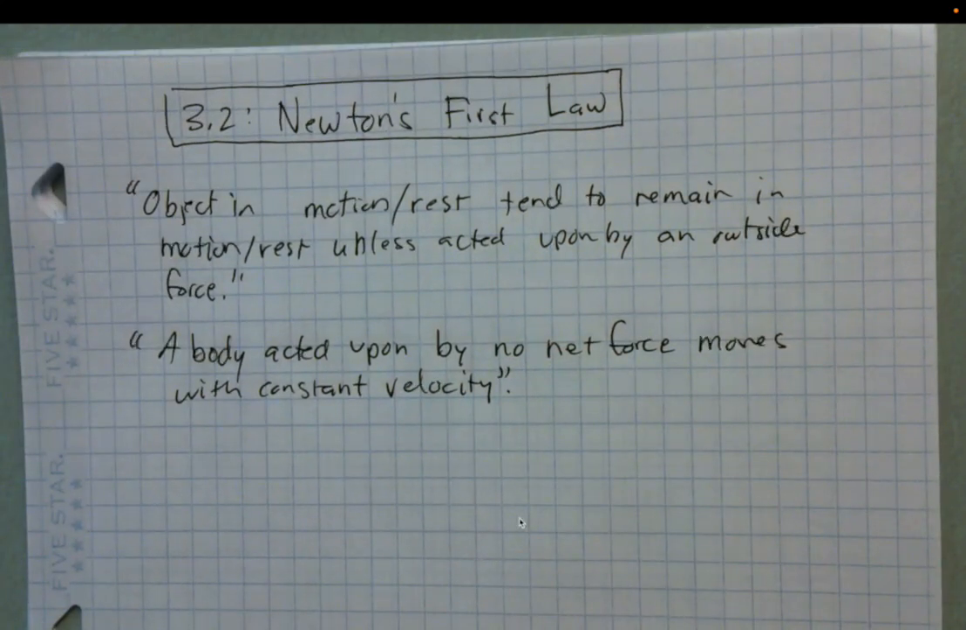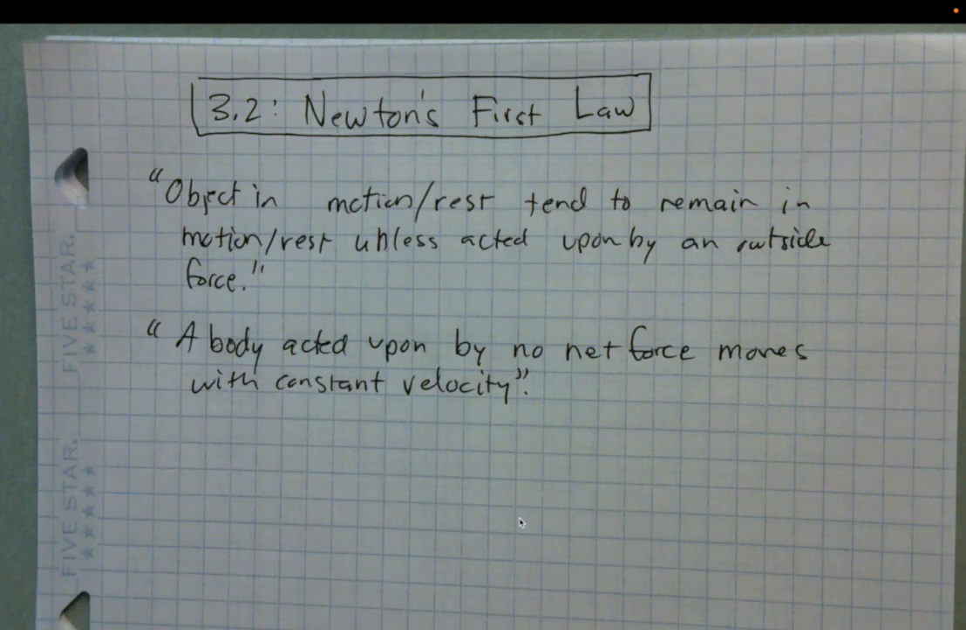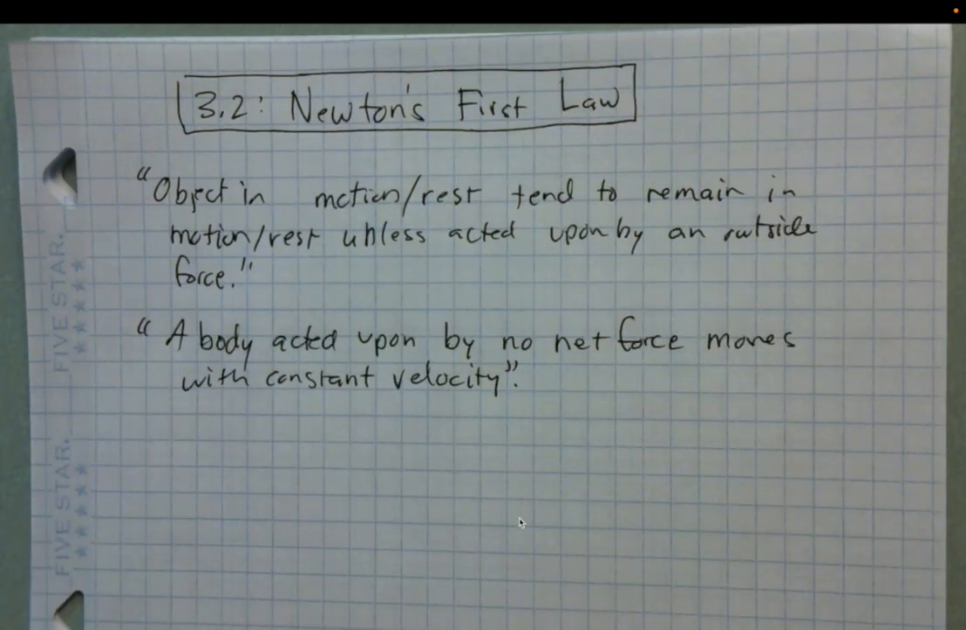Of course, when we say moves with constant velocity, that's kind of loaded. That means, first of all, that the velocity can be zero, i.e. the object can be at rest. It also implies constant velocity means zero acceleration. So a body acted upon by no net force moves with constant velocity. Velocity could equal zero, but acceleration certainly equals zero. This is possibly better as a statement because it highlights the no net force part of the law.